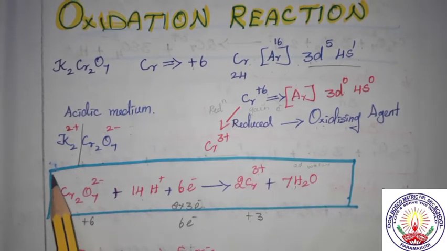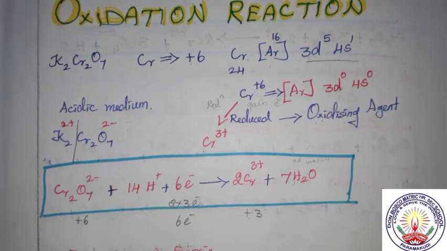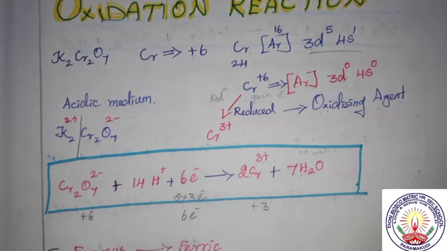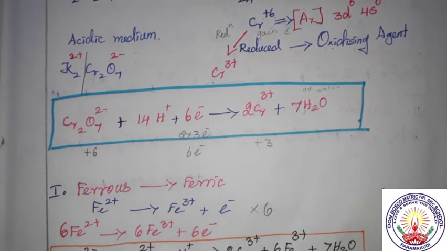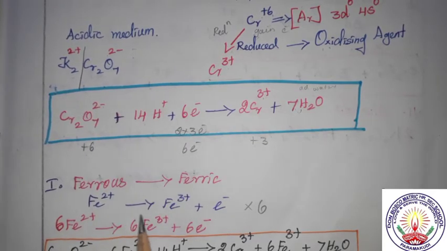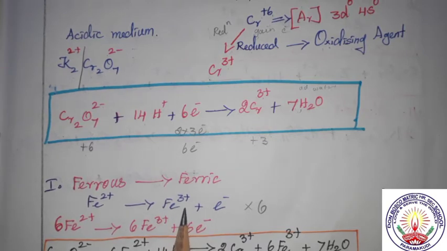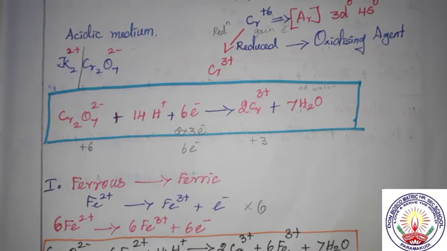So this is the mother equation, or this is called the basic equation for all the oxidation. Based on this, 5 to 6 types of oxidation take place in potassium dichromate. The first one is changing from ferrous to ferric, Fe2+ to Fe3+. How is this ferrous ion oxidized to ferric? Here only one electron difference is there.